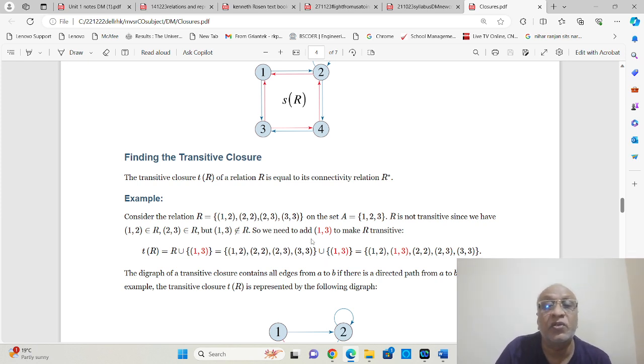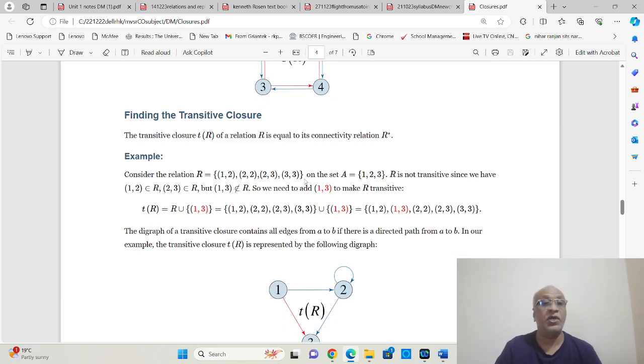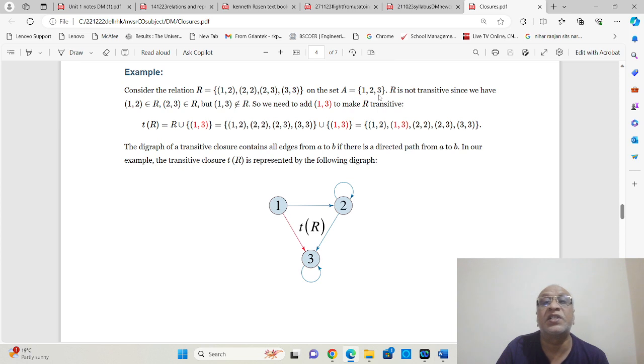Let us go for the transitive closure. For transitive closure, first let us take the example. As usual, this is my set. Set A consists of 1, 2, 3, and this is my relation for the set: (1,2), (2,2), (2,3), (3,3). This is not transitive. Why is it not transitive? Because (1,2) is there, (2,3) is there, but (1,3) is not there. So it means we need to add this missing element (1,3).